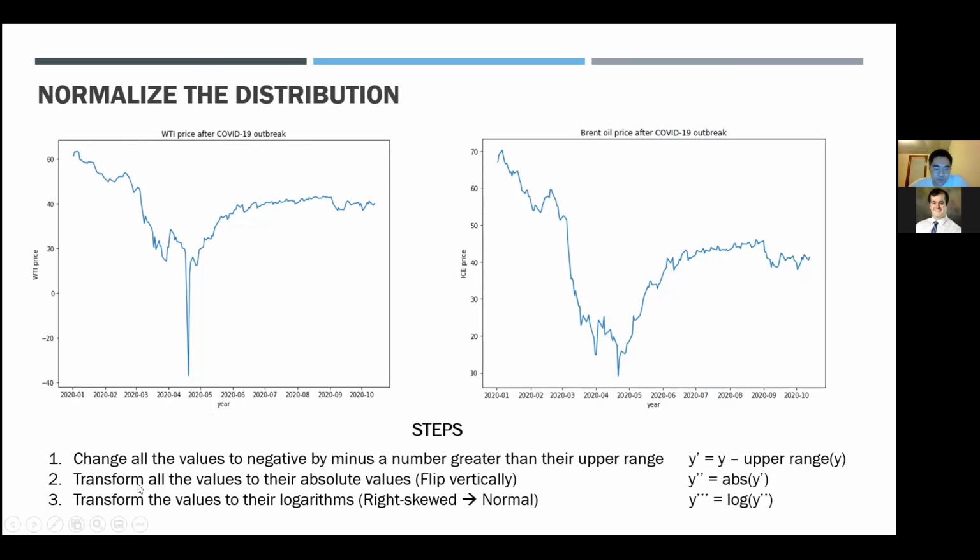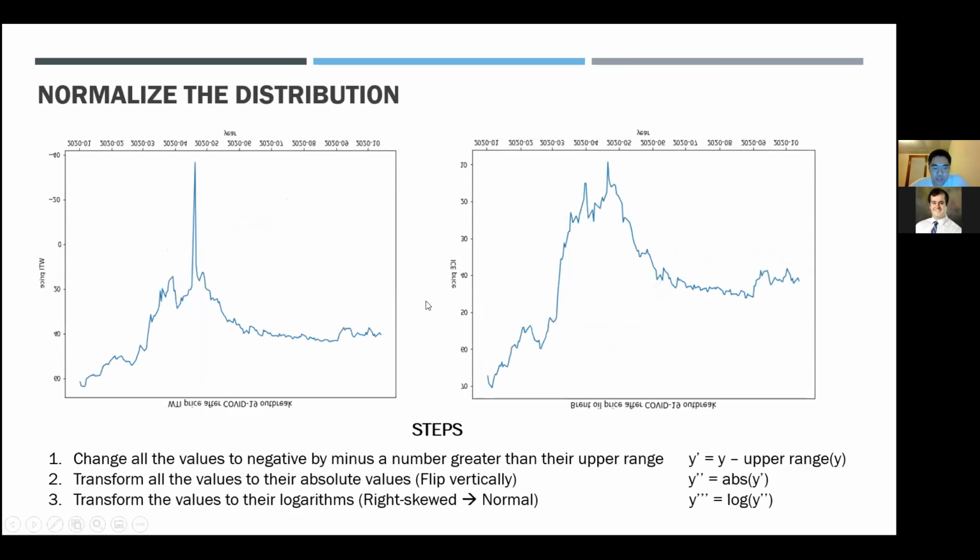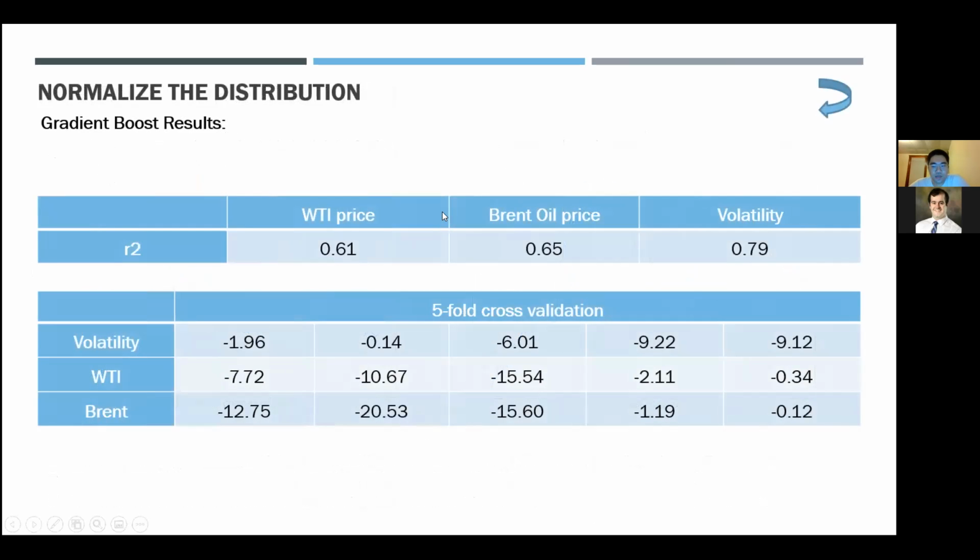In step 2, we transform all the values to their absolute value. In this step, we flip the trend vertically, like this. Now it follows a right-skewed distribution. And in step 3, we take their logarithms and they become normal. After that, we applied gradient boost again. You can see the result is much better.